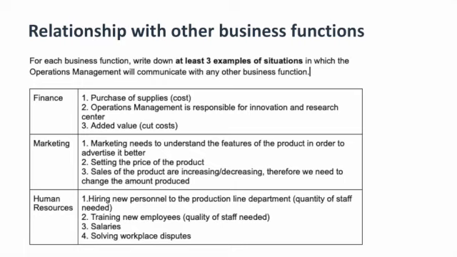If our sales have decreased, then we might need to also decrease the amount produced, so that we don't have extra products in stock. Human resources would be helping us with hiring new personnel for the production line department. So we will discuss the quantity of staff needed with them. They'll be helping us with training new employees, so here we're also discussing the quality of the staff needed. We're going to discuss salaries with them as well.